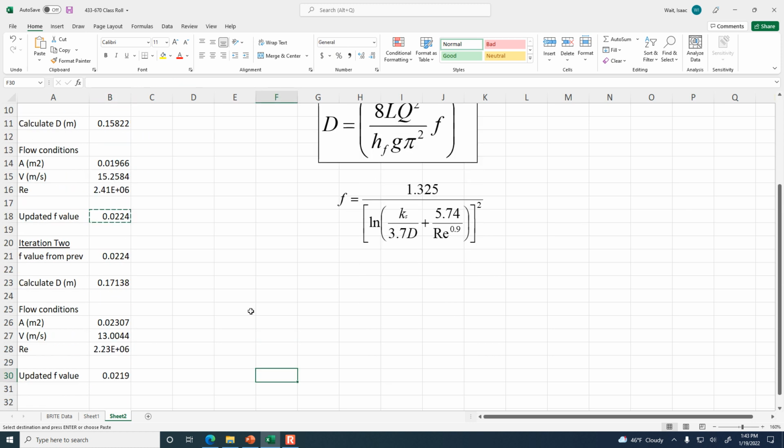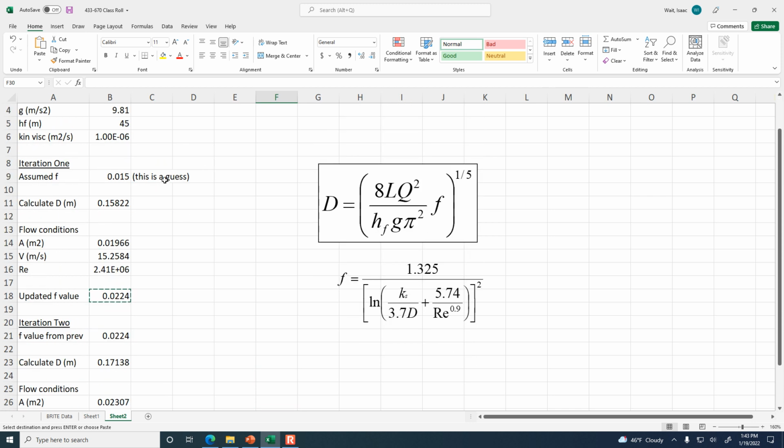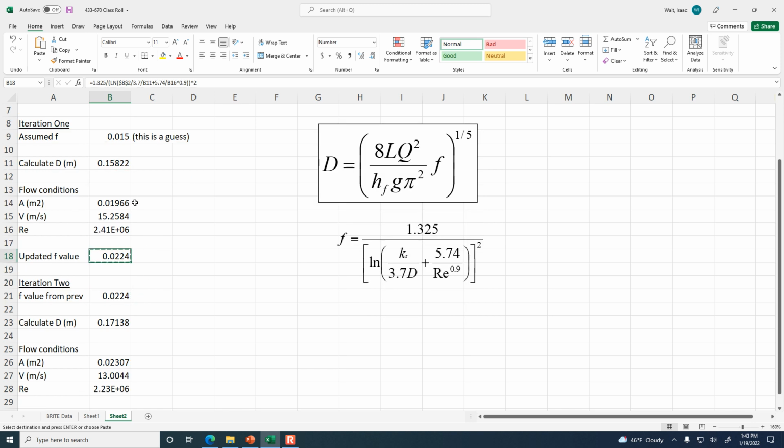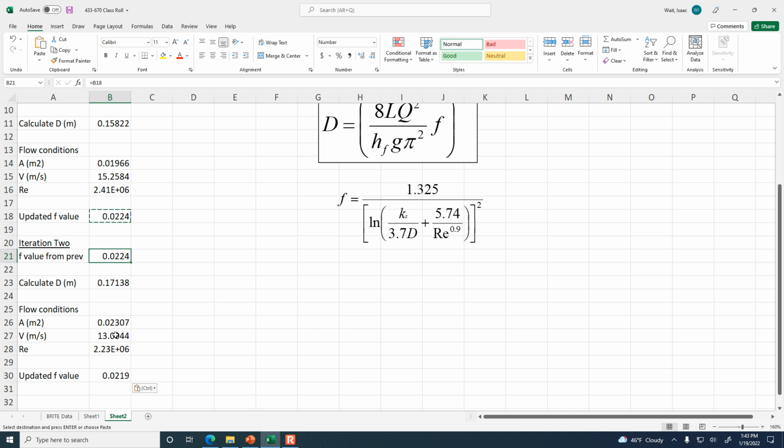All right. So let's see how things changed in the first iteration compared to the second. It went from 0.015 to 0.0224. That's a big change. But then within this iteration, it went from 0.0224 to 0.0219. So that's a relatively minor change. It's not changing a lot, so we're getting close to convergence. And the diameter in the second iteration was saying, no, it's not really 0.15. It's more like 0.17 that's required.